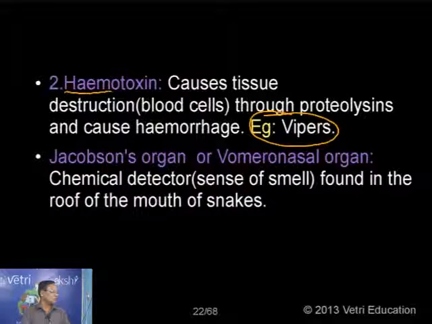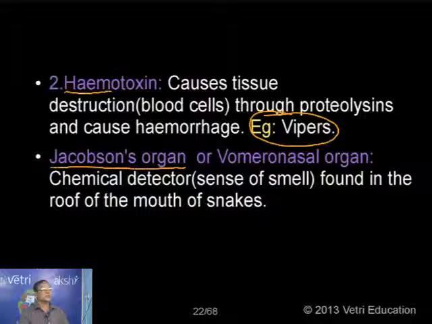So hemotoxin is exemplified by vipers, and neurotoxin by cobras. Then one more question I want to tell you about, because it came in the question paper: Jacobson's organ or vomeronasal organ. The vomer is a bone in your body that separates the two nasal apertures. The vomeronasal organ is formed in the roof of the mouth, and this is a chemoreceptor organ.